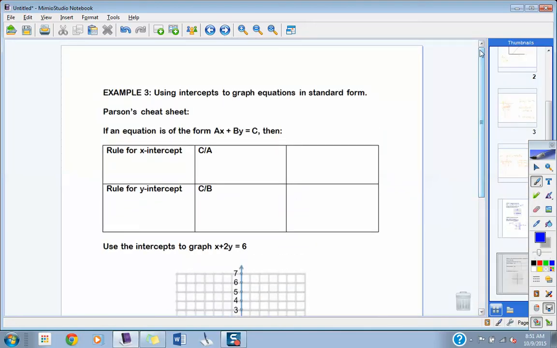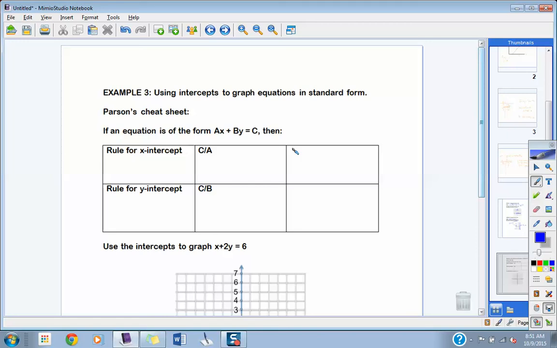This is the part in example 3 where we're going to start using intercepts to graph equations in standard form. Short little cheat sheet up here, guys. It says if an equation is of the form ax plus by equals c, then what does it say for the x-intercept? C divided by what? Let me give you an example.